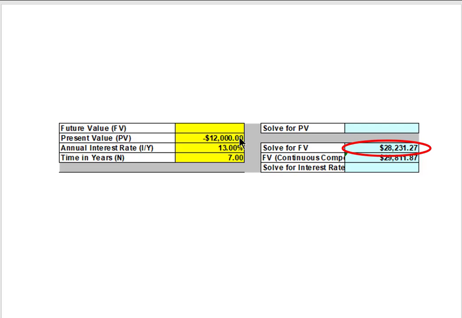So again, you see what? $12,000, 13% per year, and that happens over 7 years. It grows to $28,231. What I would suggest you do is pause this slide and open your Excel spreadsheet, plug in the numbers, and make sure you get that answer.